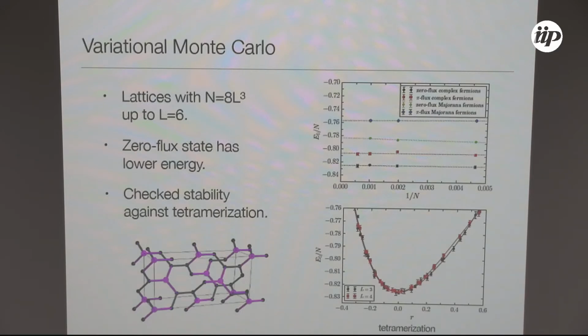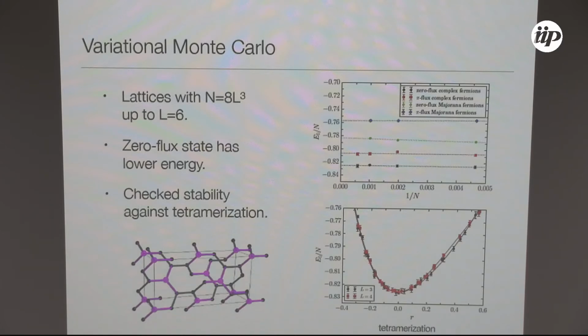size of the lattice, and here are the results. There is very little finite size dependence, and the lowest energy corresponds to the zero-flux state of complex fermions. We also looked at the representations with Majorana fermions, but they have higher energy. So the zero-flux state wins, and then we decided to check if it would be stable against perturbations.